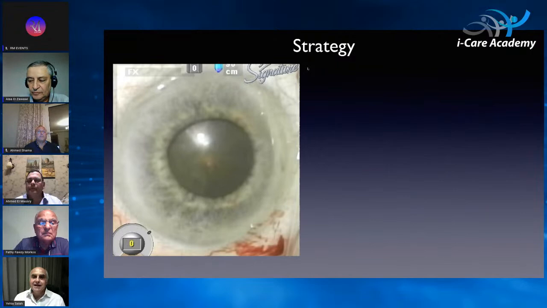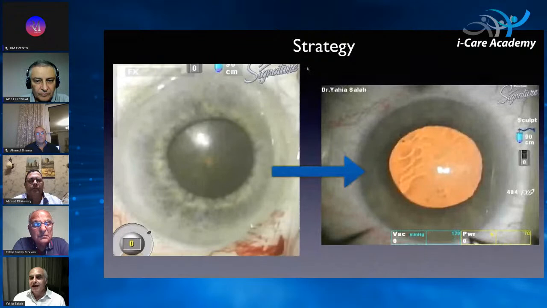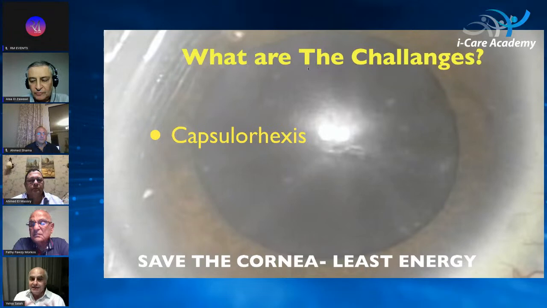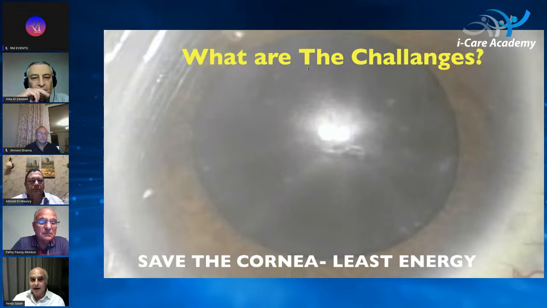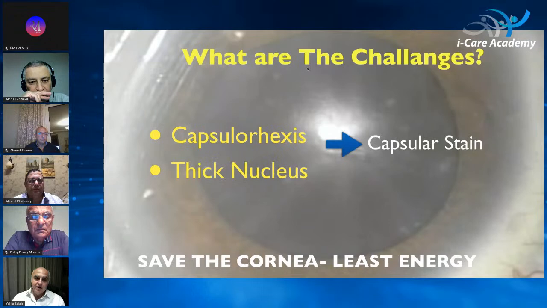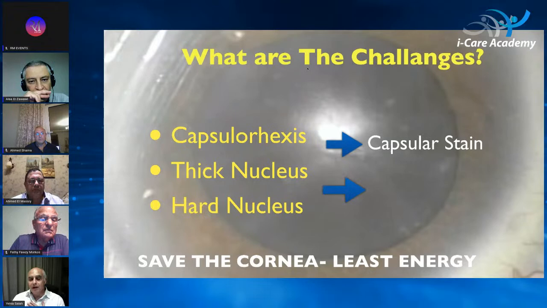The hard cataract has its special characters, but we want to change the hard cataract, the difficult case, into the regular case that we usually do at ease, more comfortably and in a safer manner. The challenges in such cases are, number one, capsular access, which we can overcome by doing capsular stain. Then we have a thick and hard nucleus, and we can overcome this by what I call the two nuclei concept.